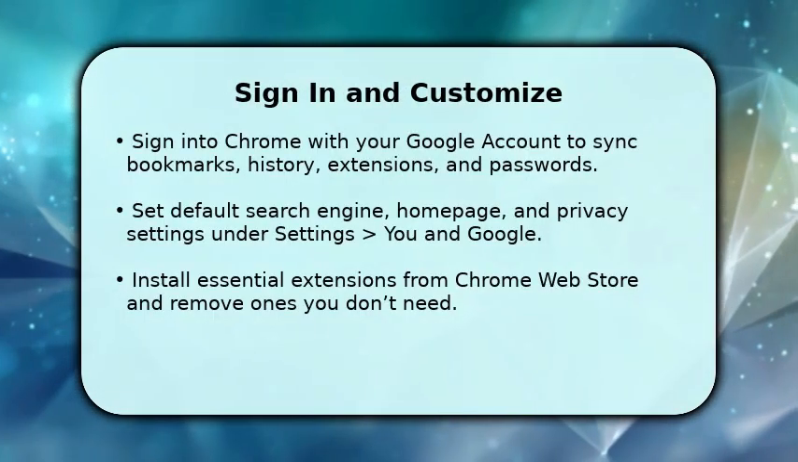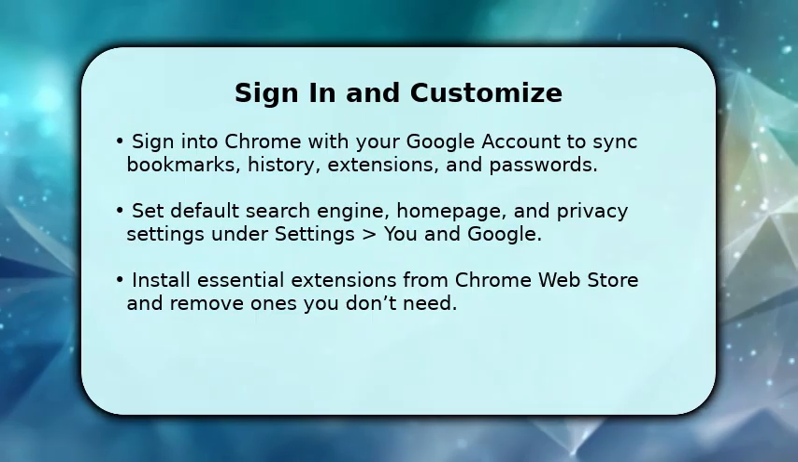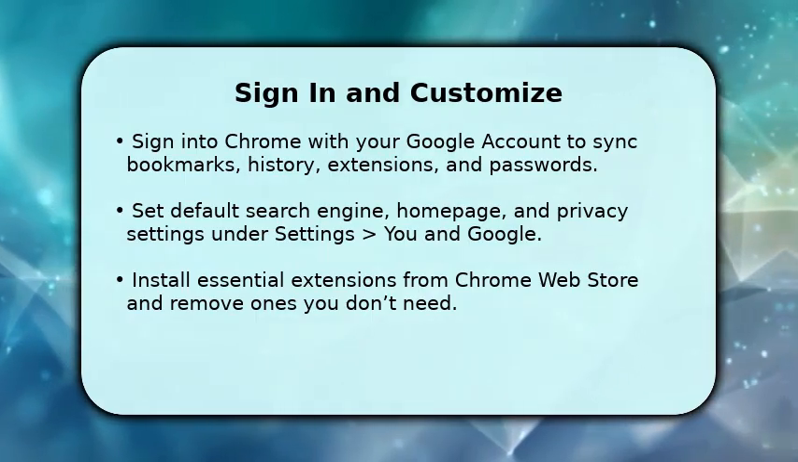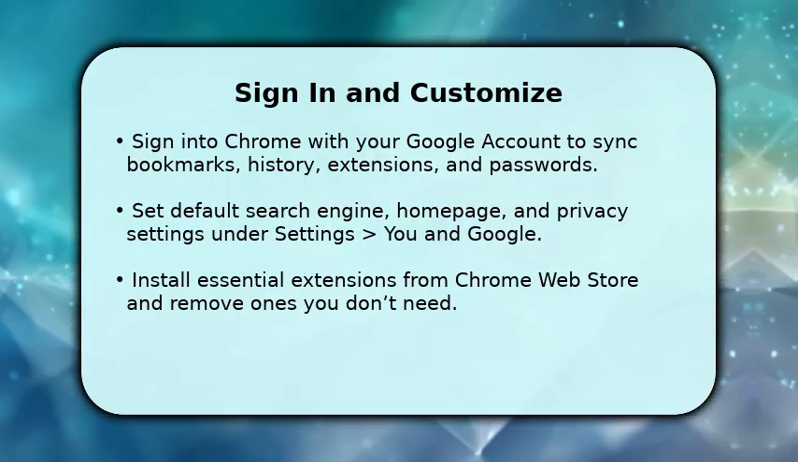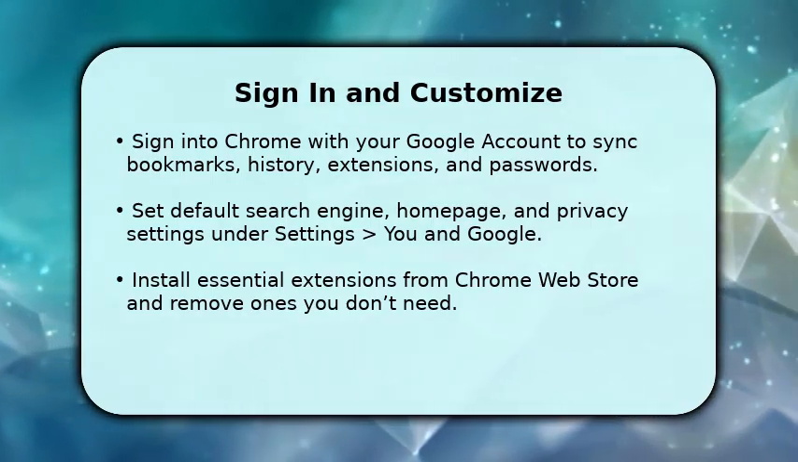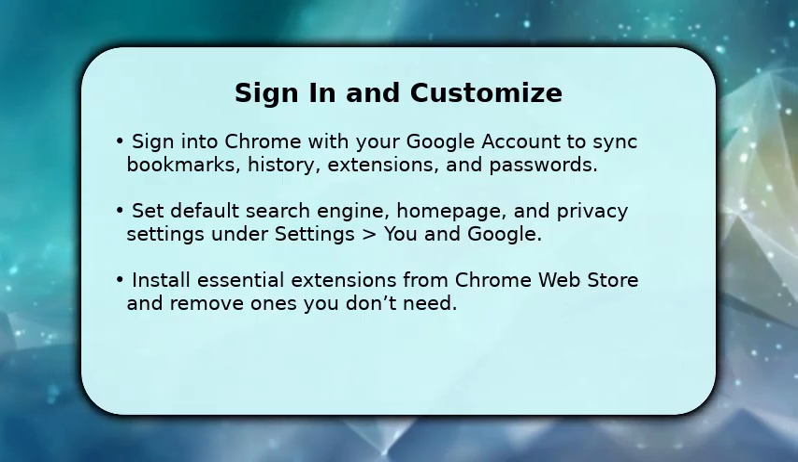You'll want a consistent browsing experience, so sign in with your Google account to sync bookmarks, history, and passwords. Once signed in, go to Settings to choose a default search engine, set a home page, and adjust privacy controls. This controls what is shared and blocked.